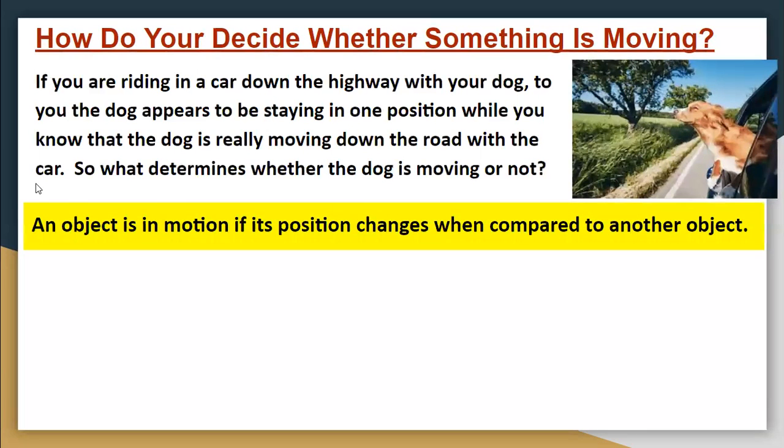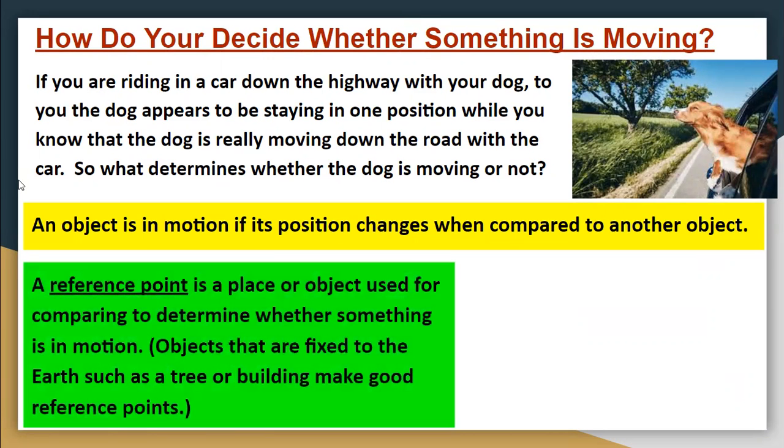An object is in motion if its position changes when compared to another object. Okay, think about that. An object is in motion if its position changes when compared to another object. So you need a reference point. A reference point is a place or object used for comparing to determine whether something is in motion. So objects that are fixed to the earth, such as a tree or a building, make good reference points. So in this picture of the dog, the tree would make a good reference point. That is not moving. That is stationed and stuck in the ground.